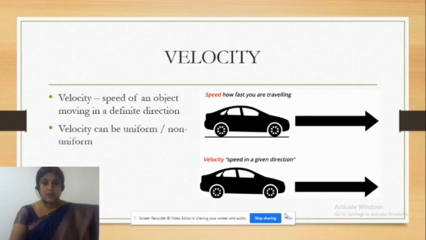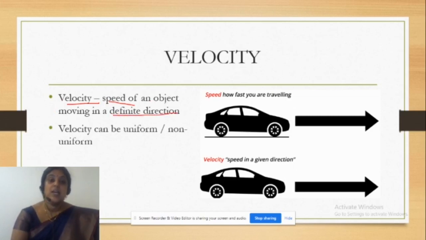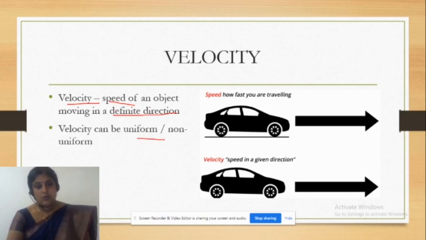So, what is velocity? Let's study what is velocity. So, what is speed? Speed is a distance traveled in unit time, right? So along with the speed, if you mention the direction of the speed, then you get velocity. Velocity is the speed of an object moving in a definite direction. This velocity can also be uniform or non-uniform.